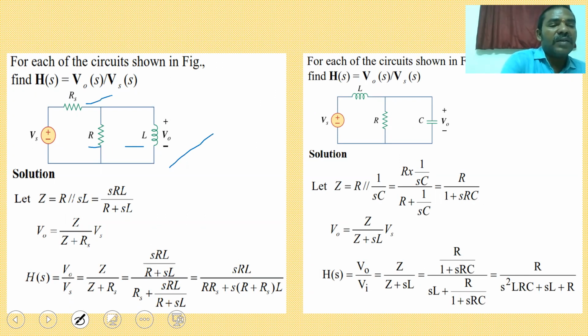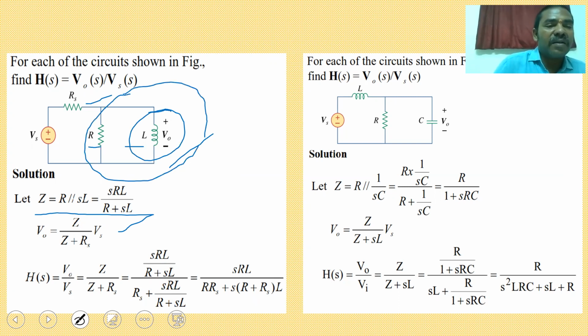So now Z is equal to R parallel with the inductance SL. So SRL divided by R plus SL. Then V0 is equal to, by the voltage division method, Z into Z plus Rs into Vs. So I am using this for the calculation of V0, the voltage drop across the inductor. This impedance here calculated, that is S into RL divided by R plus SL.